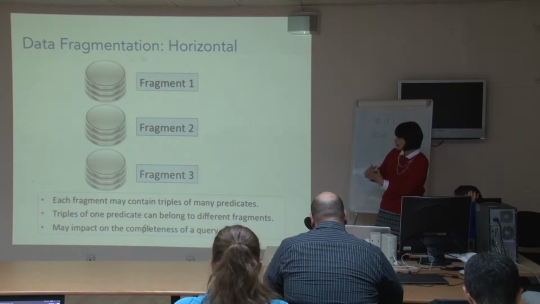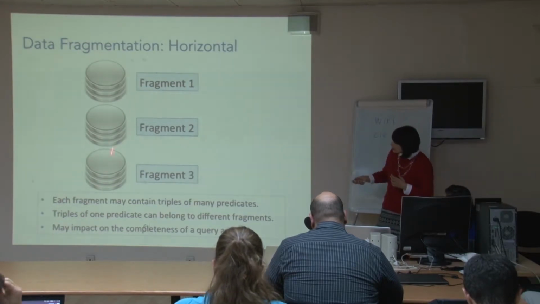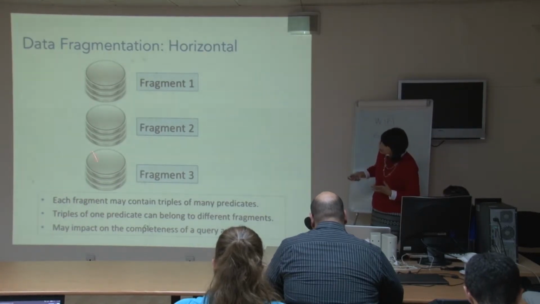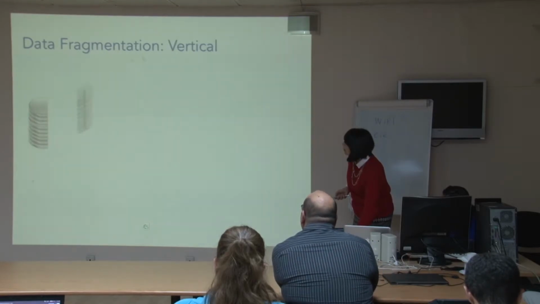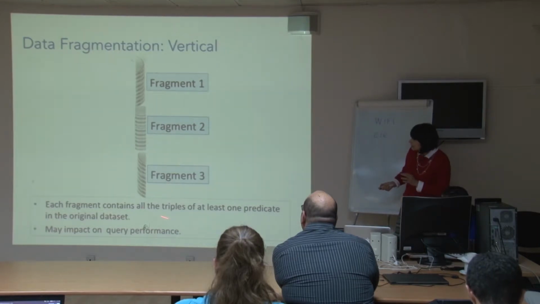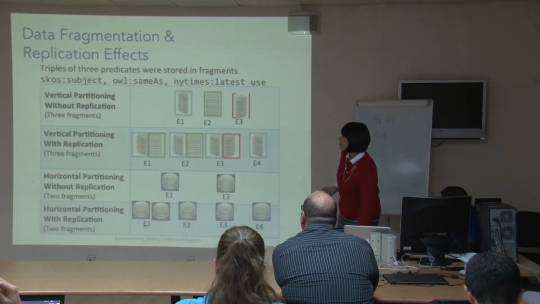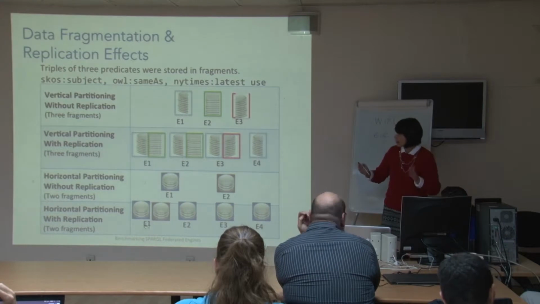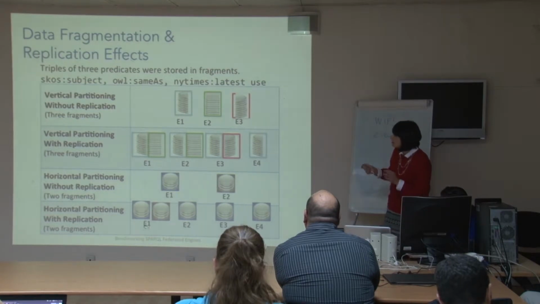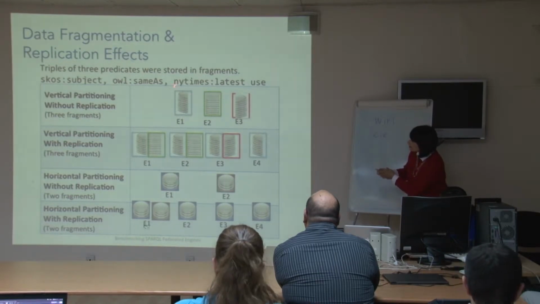So in some cases, we have some triples that were repeated along the fragments, and one particular predicate will appear in different fragments. And finally, we have vertical fragmentation. And in vertical fragmentation, each fragment contains all the triples of a particular predicate. So we created like 4 different configurations. The first one, vertical partitioning without replication. What we have here is 3 fragments, but we don't have replication.